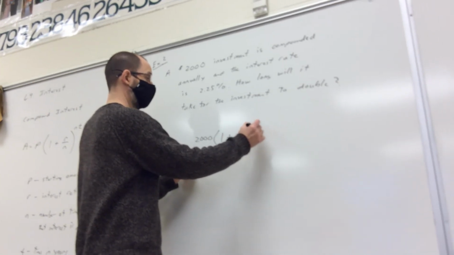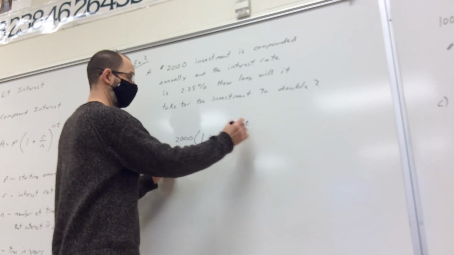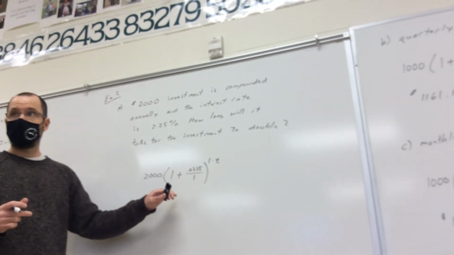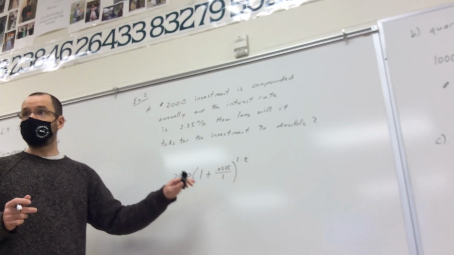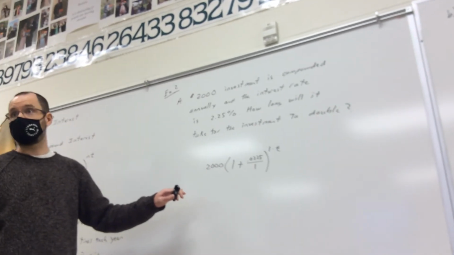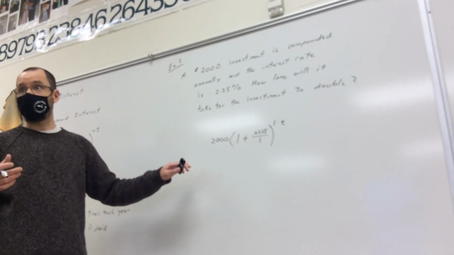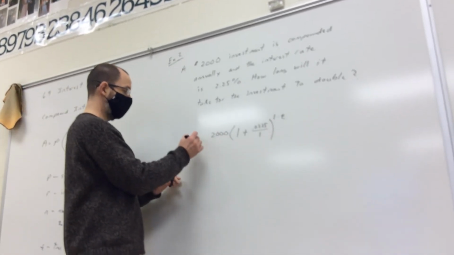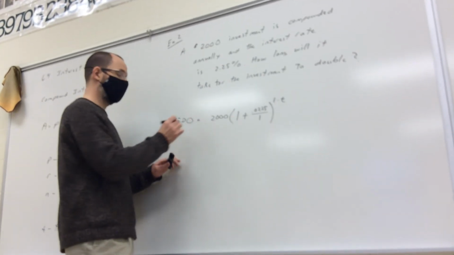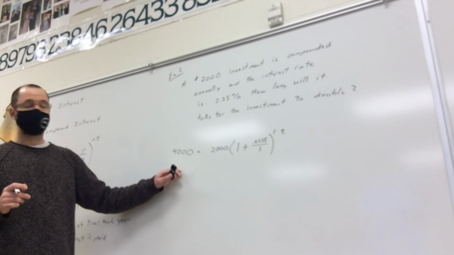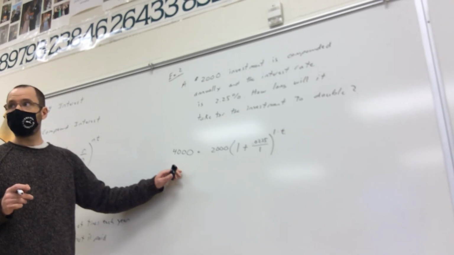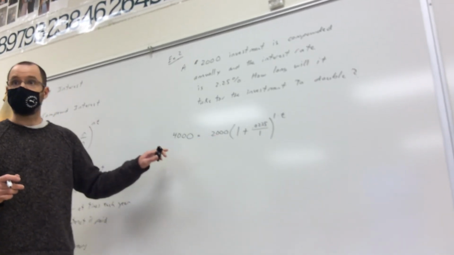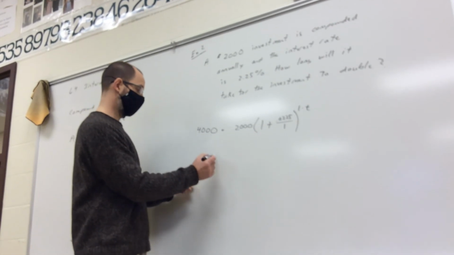And then the question is how long. So that means we don't know the time. But it wants to know, when is the investment going to double? So if it starts out with $2,000 and it doubles, that means you would end up with $4,000. So we want to know what t will make this equal 4,000. So now we've got to solve this. So first thing, we're going to divide this 2,000 to the other side. And 4,000 divided by 2,000 is 2.